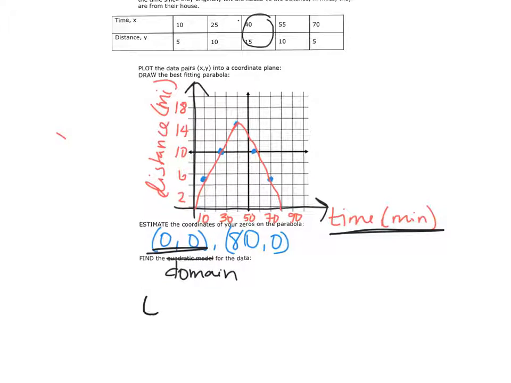0. So I'm going to say 0 is less than or equal to x, and we said domain were the x values, right? X is less than or equal to. So here I said, well, 0 was when we left the house, right? When did we return to the house? At 80. It's less than or equal to 80. It took 80 minutes?